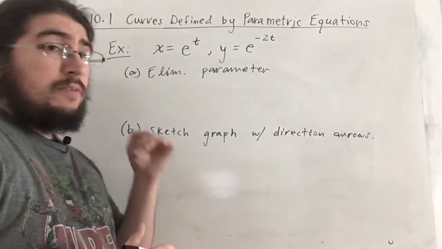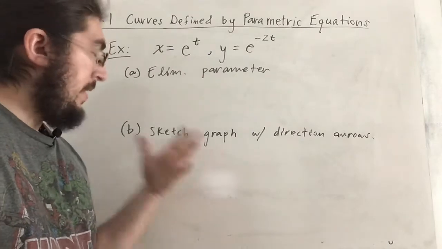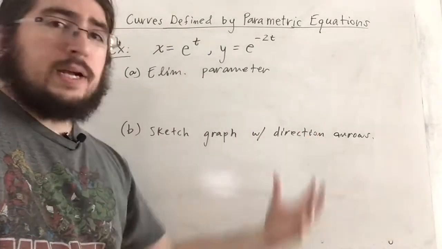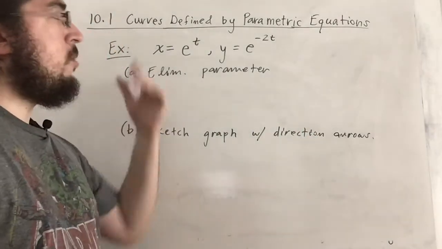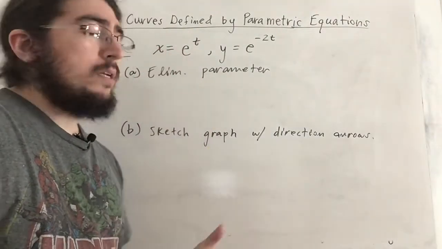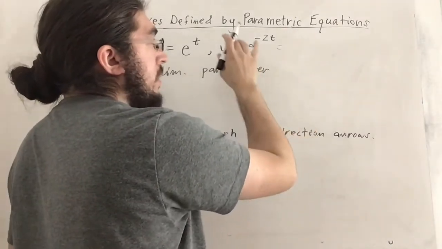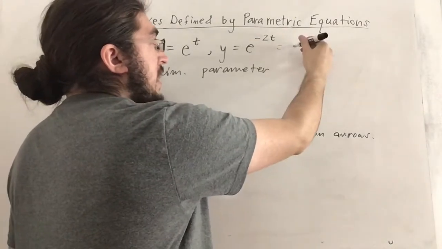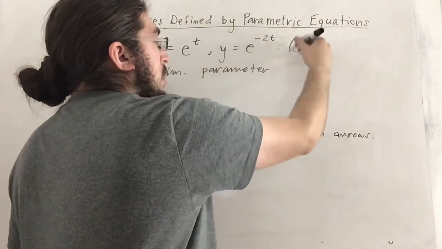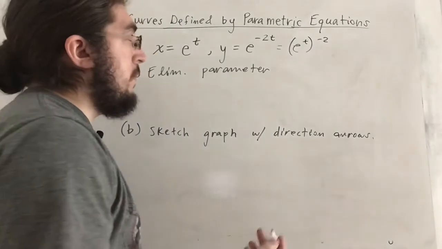Okay, perfect. So now for this last example here, we're going to eliminate the parameter and then sketch the graph with direction arrows. So how do we eliminate the parameter? We could solve for t by taking ln of both sides, and that works. But what I'm going to realize actually is that y equals e to the negative 2t is the same as e to the t all to the negative 2. Because if you multiply the powers, you get negative 2 for that power.